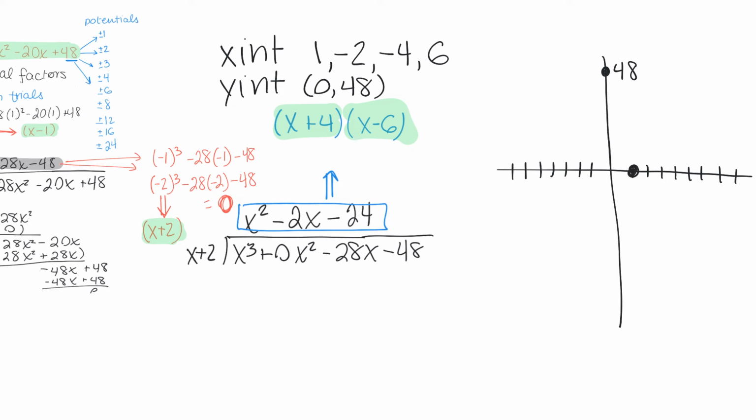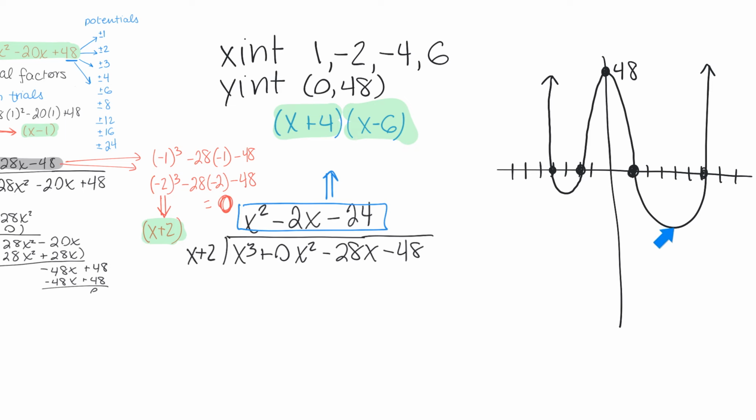So we've got an x-intercept at 1, at negative 2, at negative 4, and positive 6. 2, 3, 4, 5, 6. This is quartic. And it's positive. So we know that it's going to go something like this. Okay? So it should look something like that.